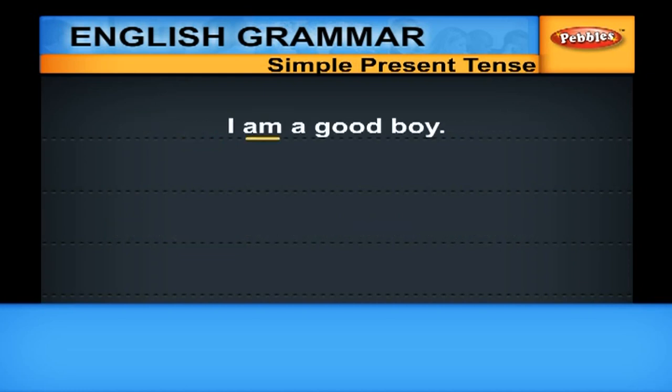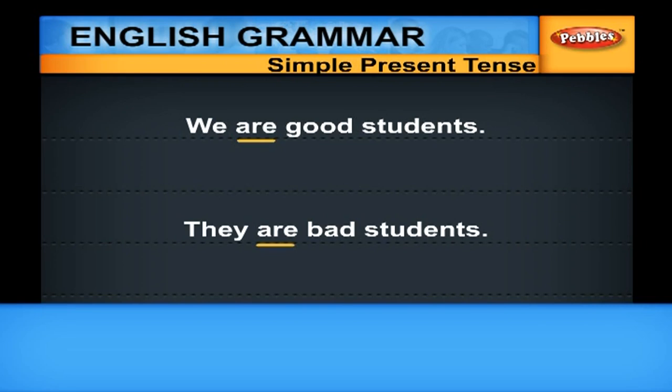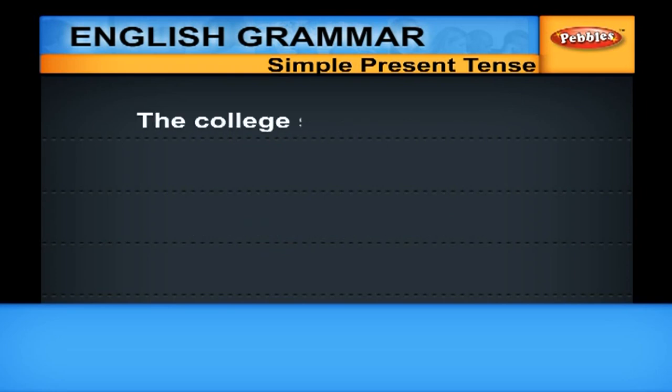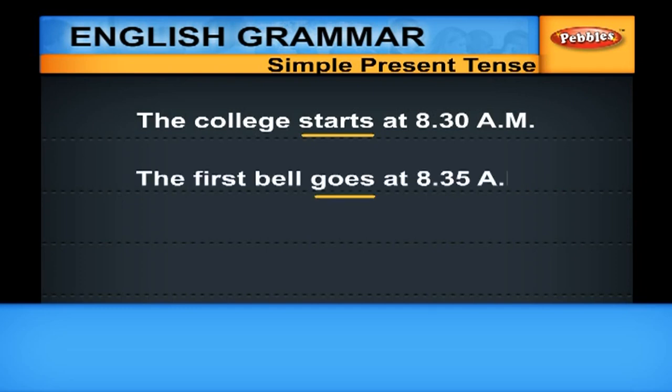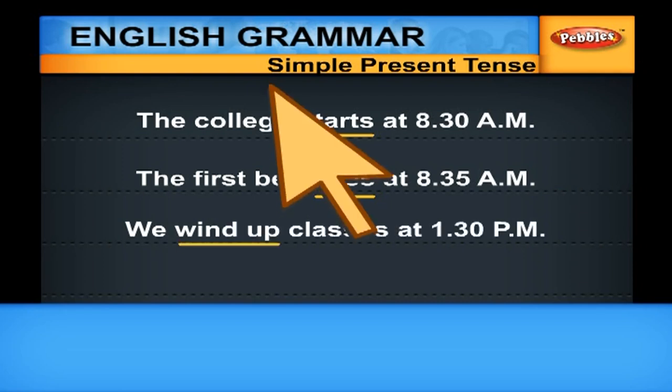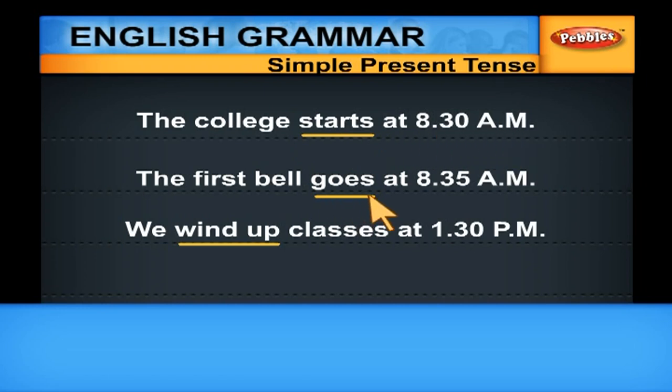I am a good boy. She is a good girl. We are good students. They are bad students. So, when we talk about a habitual regular action, you have to use simple present. The college starts at 8:30 a.m. The first bell goes at 8:35 a.m. We wind up classes at 1:30 p.m. Regular, habitual, repeated actions, you have to use only simple present.